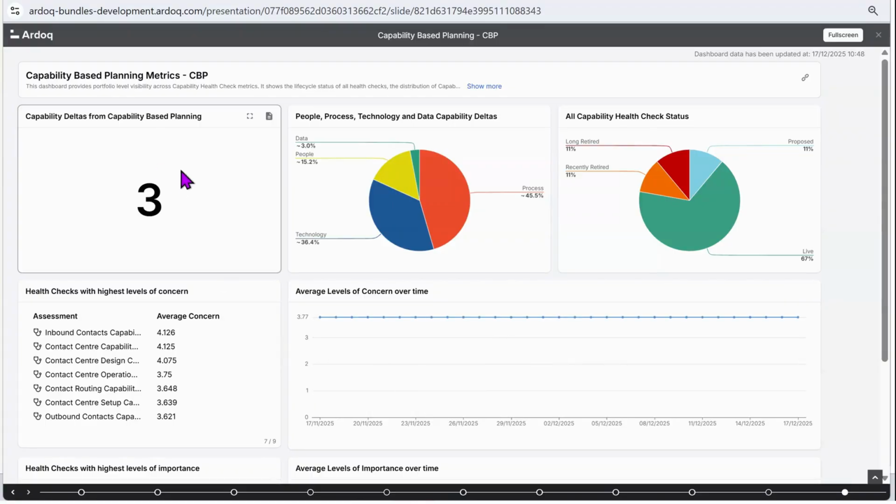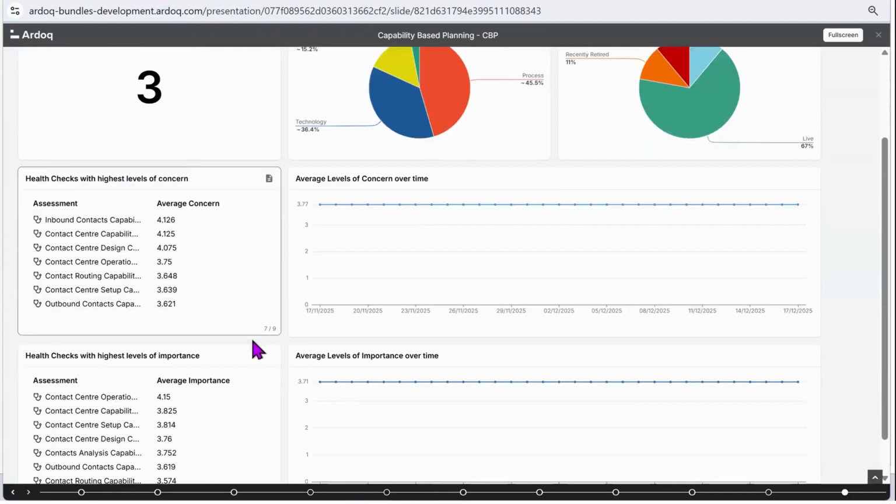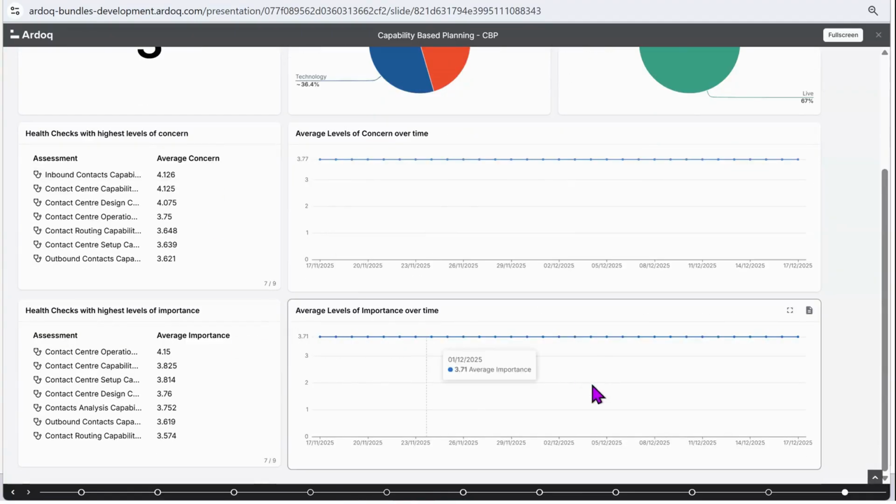Also, we have a dashboard that shows how many capability deltas have been created from capability-based planning, which of our 4 high-level quality requirements we have the most issue with, in this case process, and the status of our capability assessments, and then some metrics around average level of concern and average level of importance and importance over time.